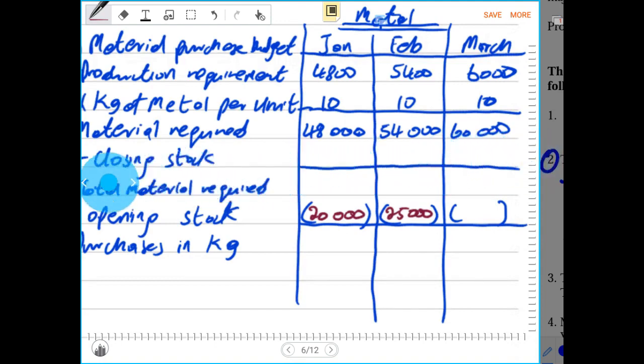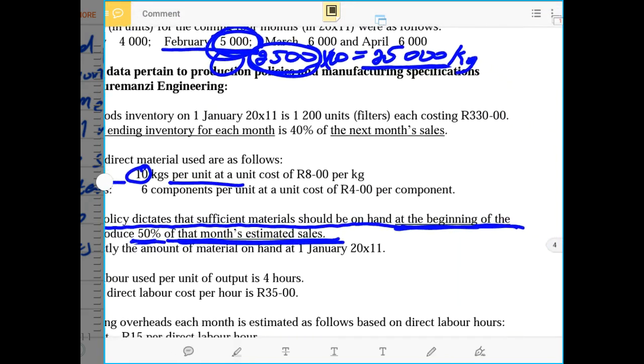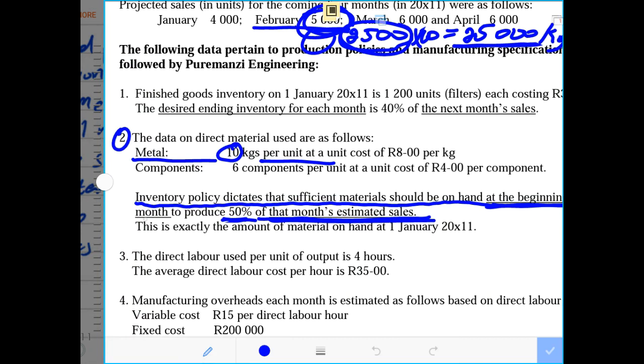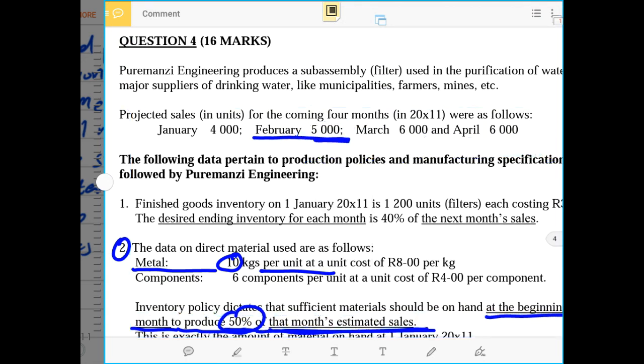Again, now we are looking for the opening of the month of March. And we know that the inventory policy dictates that sufficient material should be kept on hand at the beginning of the month. That means opening inventory at the beginning of the month to produce 50% of that month's estimated sales. So now once again we need 50% of the sales of March. Therefore now we convert that into kgs. That becomes the opening material for metal that is needed for the month of March.